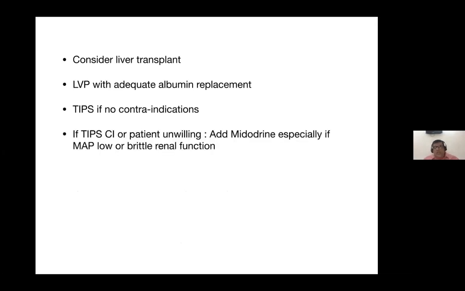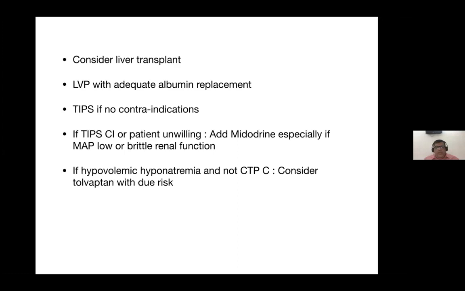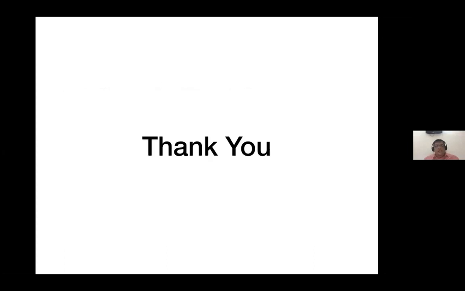If TIPS is contraindicated or patient is unwilling, then add midodrine, especially if the mean arterial pressure is low or the patient has a brittle renal function and is sensitive to the diuretics. If the patient has hypovolemic hyponatremia and is not Child-Pugh C, that is, he is Child-Pugh A or B, you can give tolvaptan with due risk as an acute measure to get ascites and sodium under control under close supervision. Repeated taps is the last resort if nothing else works. In such patients, you can explore alpha pump or other research protocols. Thank you very much for a patient hearing.